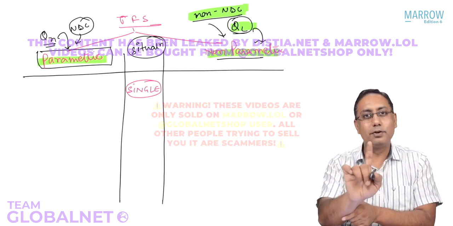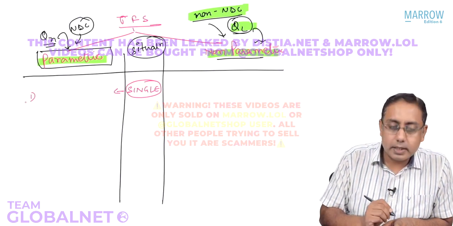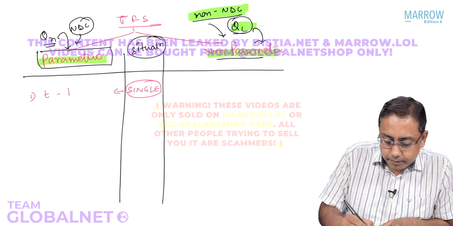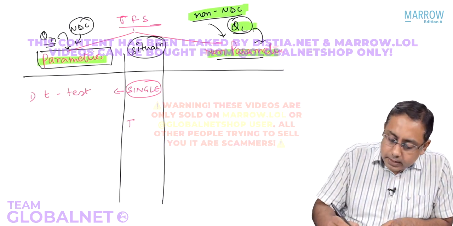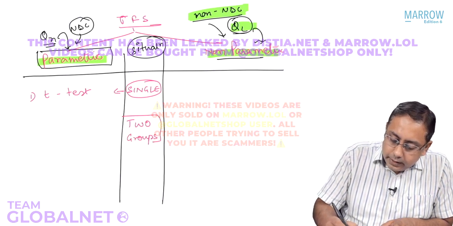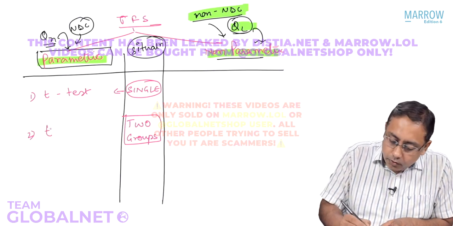It means only one group. So for a single group, the parametric test of significance is called a t-test. In case there are two groups, for a parametric test, it is again called a t-test.